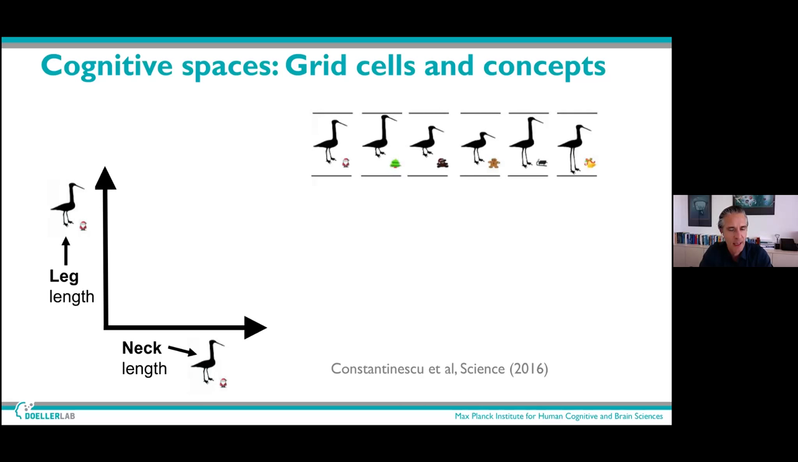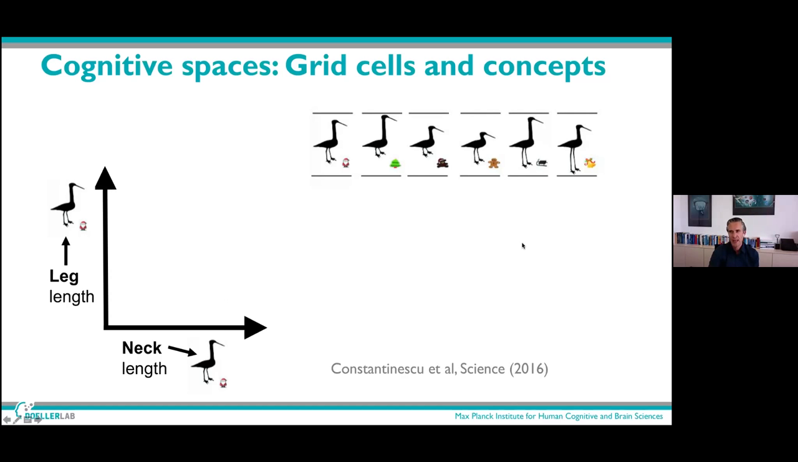So participants had to learn to associate different objects, and you see them here in that plot as small symbols. They associated these stimuli with different examples of virtual birds. And these birds, unknown to the participants, differed in the leg length and the neck length, so that you effectively learned an abstract two-dimensional space along the dimensions of leg length and neck length of these birds. And these different objects were then effectively positioned in different locations in that space.